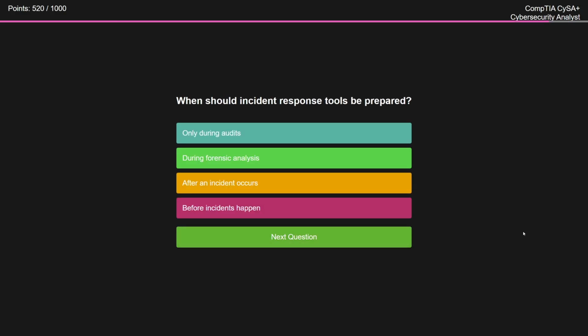When should incident response tools be prepared? Is it only during audits, during forensic analysis, after an incident occurs, before an incident happens? For me, it's going to be before the incident happens, because you want to be ready for when that incident actually happens, right? Because if you waited until after it happened, you're not really going to prevent anything, right?